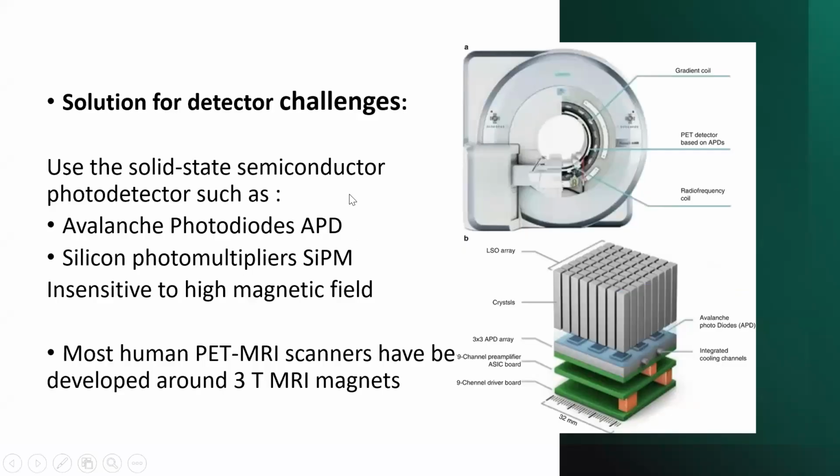These are the detector types that they produced: solid state semiconductor photodetectors, such as avalanche photodiodes and silicon photomultipliers. They are insensitive to high magnetic fields, but of course they are expensive. As I mentioned, most human PET-MR scanners have been developed around 3 Tesla.